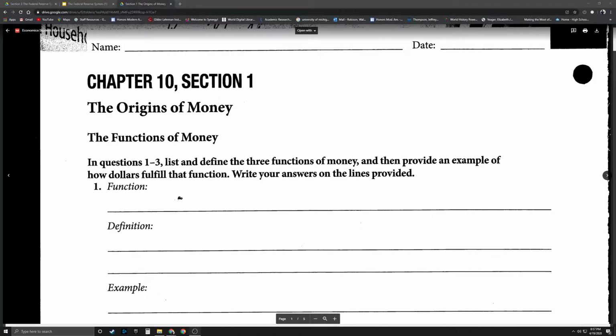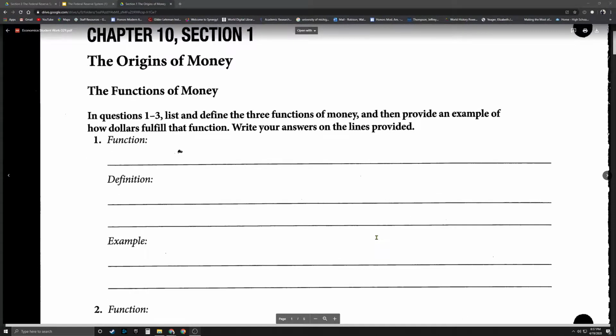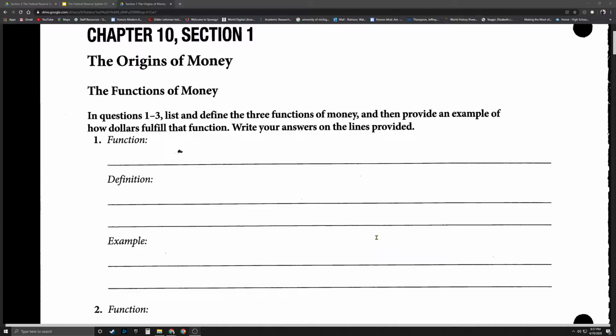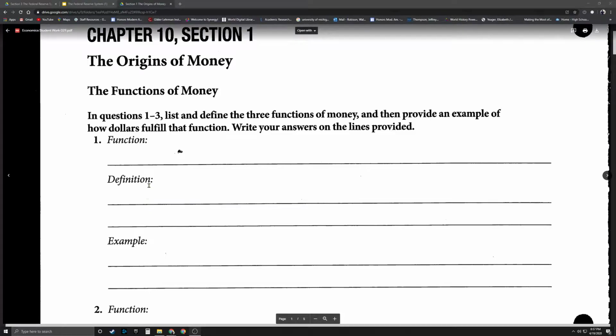Okay, so this is chapter 10. This is the first worksheet, the origins of money. It says questions 1 to 3, list and define the three functions of money, and then provide an example of how dollars fulfill that function, and then write transfer in the lines provided. So you're going to use DocHub.